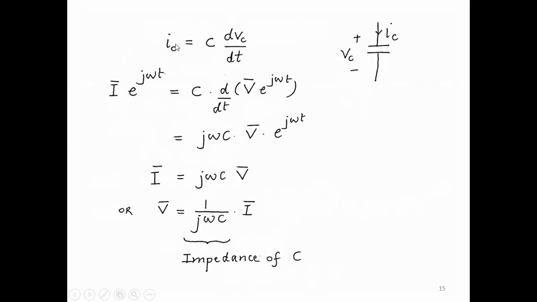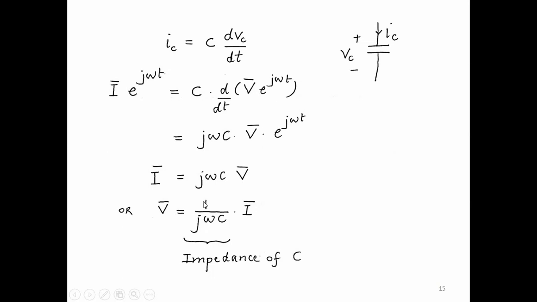Similarly for the capacitor, we say the capacitor current is of this form, I e raised to j omega t. The capacitor voltage is of this form, V e raised to j omega t. Then we differentiate, and so we get j omega c V, and the e raised to j omega t cancels. And this becomes the relationship between the current and the voltage for the capacitor.